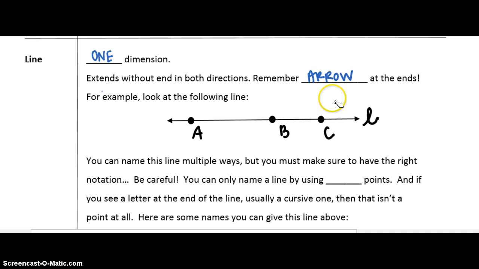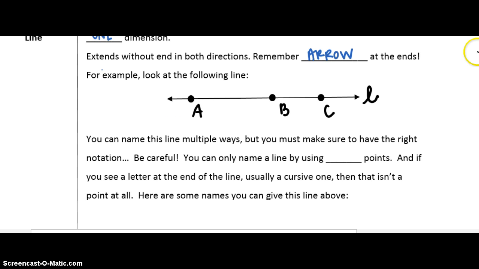So let's look at this line that's on the screen right here. This line has a lot of things going on. I see a couple of points, I see this random cursive letter at the end, and there's a lot of different ways you could name this line. You can name this line multiple ways, but you must make sure to have the right notation, so be careful. You can only name a line by using 2 points, and I'll talk about that in a second. And if you see a letter at the end of the line, usually a cursive one, then that isn't a point at all.